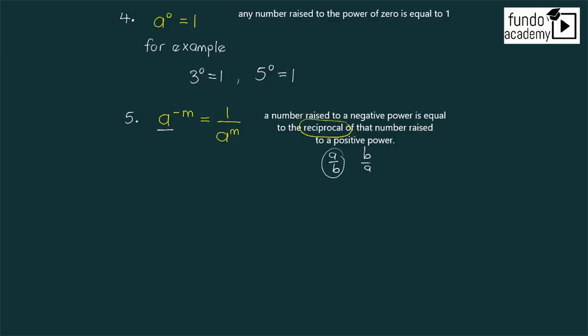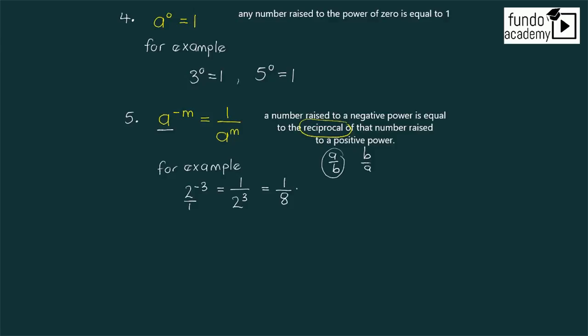So we can have an example. If we have, say, 2 to the power of negative 3, the denominator here of 2 is 1, right? So this will be equal to the reciprocal, which is 1 over 2, now raised to a positive power 3. So this will give us 1 over 8, and that will be the solution right there.